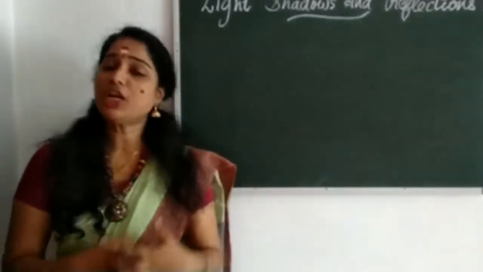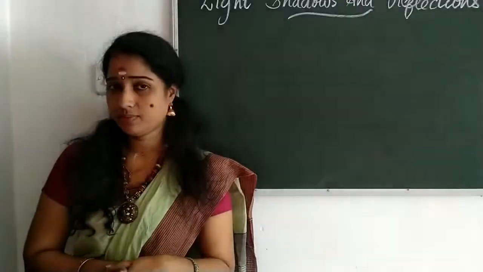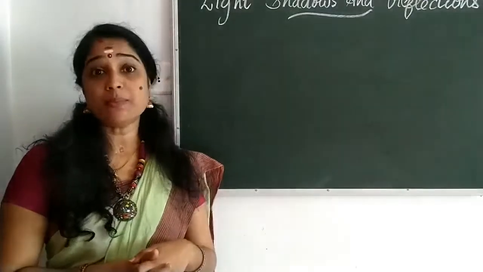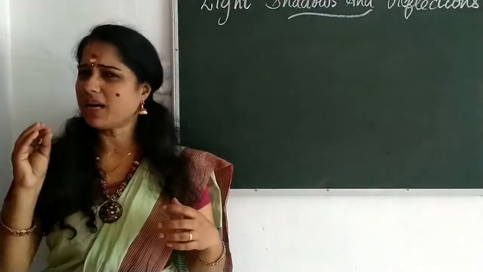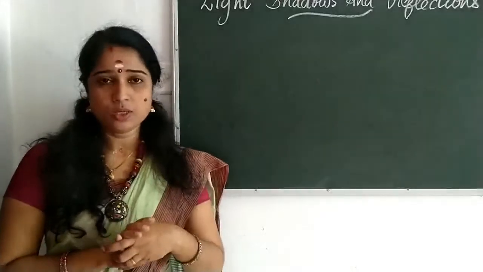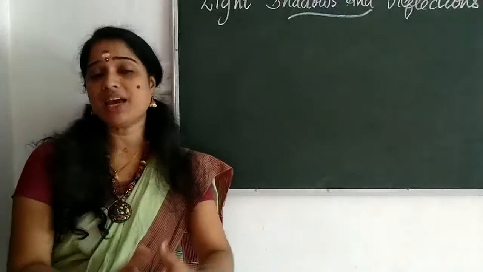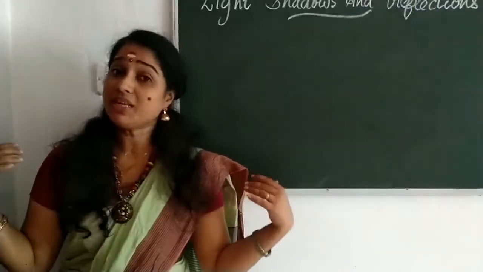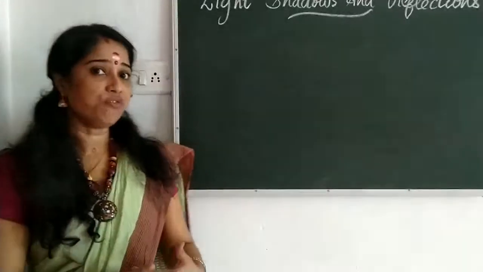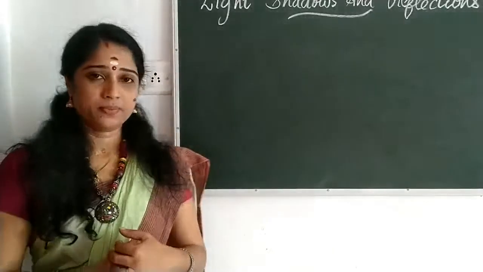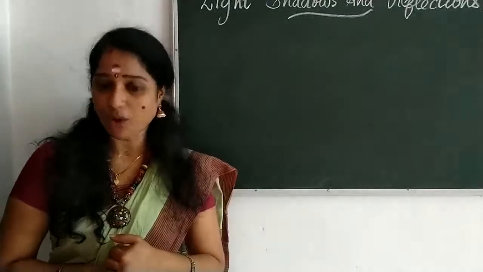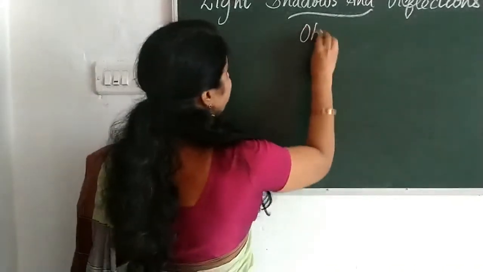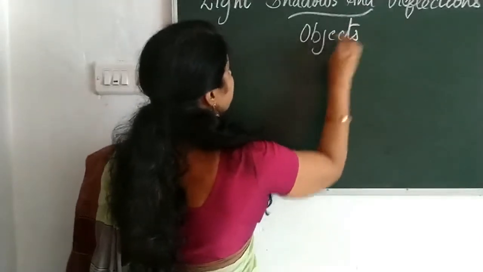Some objects do not allow light to pass through them. Some objects allow the light to pass through them. Some objects allow light to pass through them only partially. So the objects that we see around us, especially the illuminated objects, can be classified into three groups. Now we can discuss it one by one.